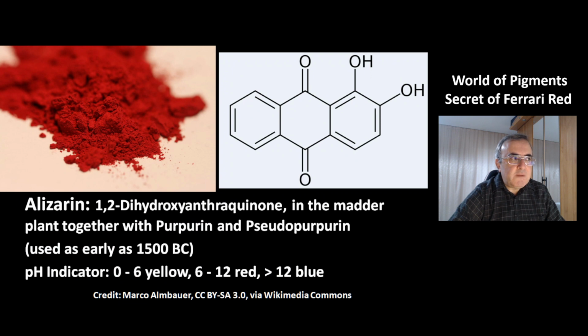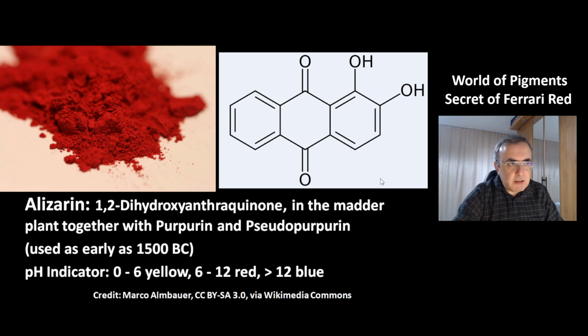This is the structure of alizarin. It's 1,2-dihydroxyanthraquinone. It can be found in the madder plant together with purpurin and pseudopurpurin, and it was used as early as 1500 before Christ. Alizarin is also a pH indicator. In acidic medium it is yellow, at pH 6 to 12 it is red, and above 12 it is blue.